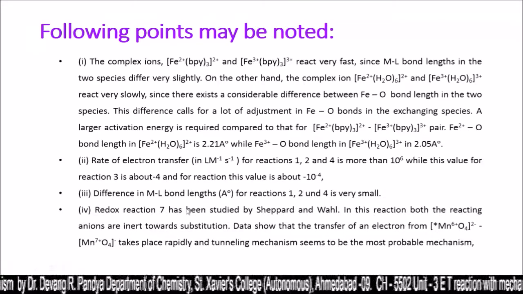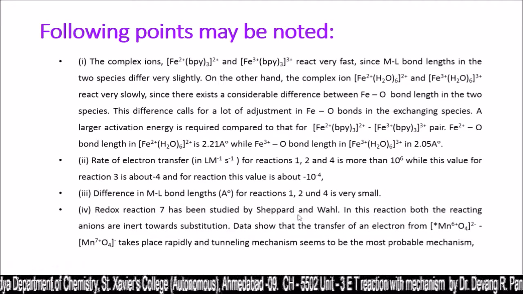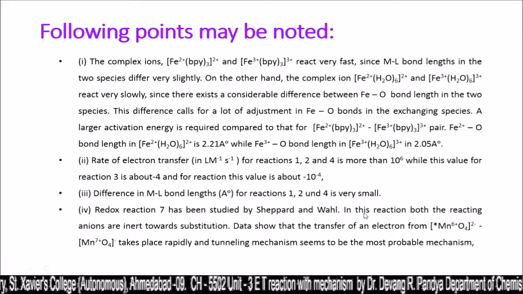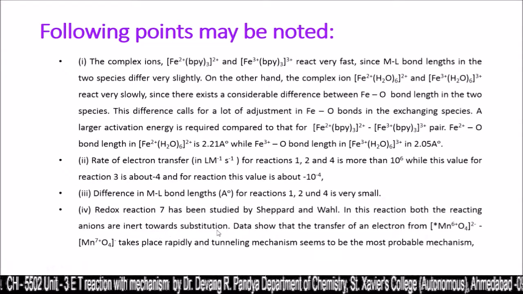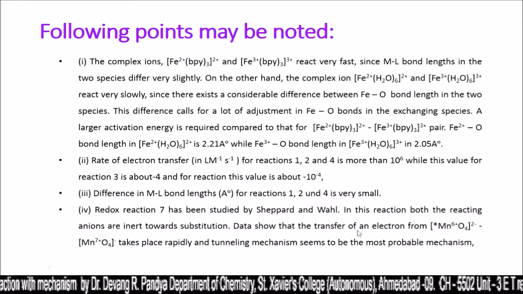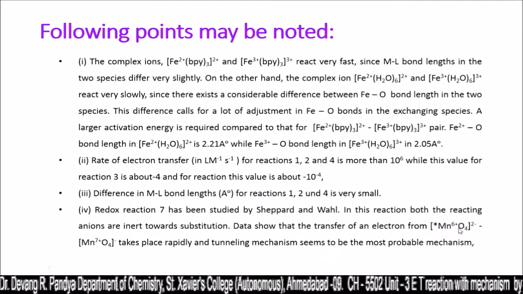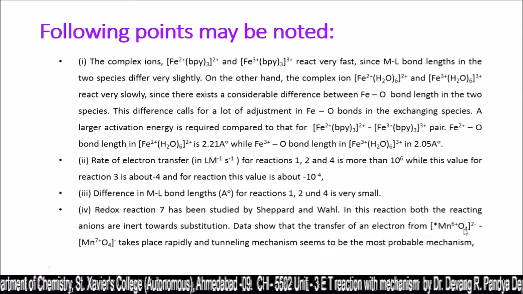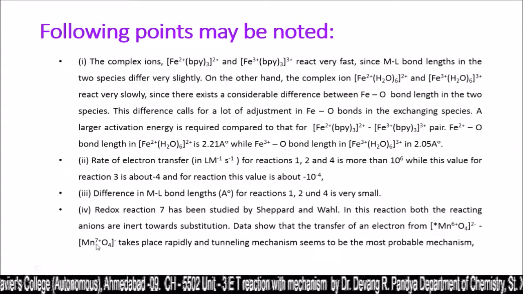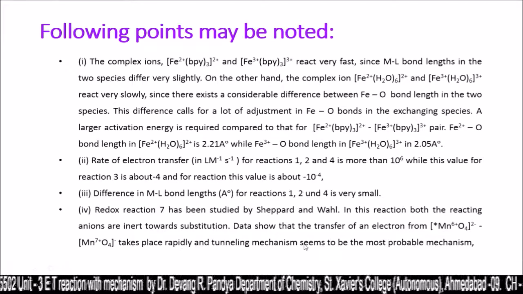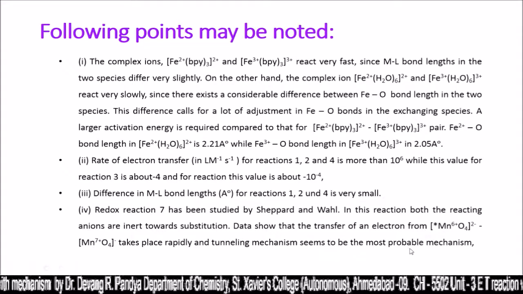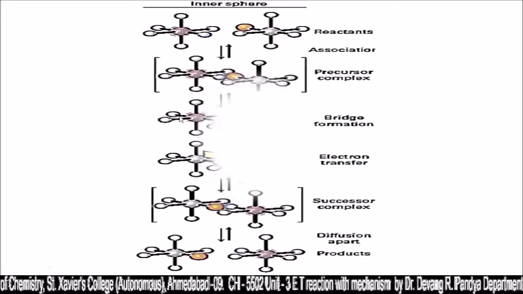Redox reaction 7 has been studied by Shepard and Weil. In this reaction, both the reacting anions are inert towards substitution. Data shows that the transfer of electron from manganese oxide from +6 to +7 oxidation state takes place rapidly, and tunneling mechanism seems to be the most probable mechanism in this species. This is inner sphere electron transfer mechanism.